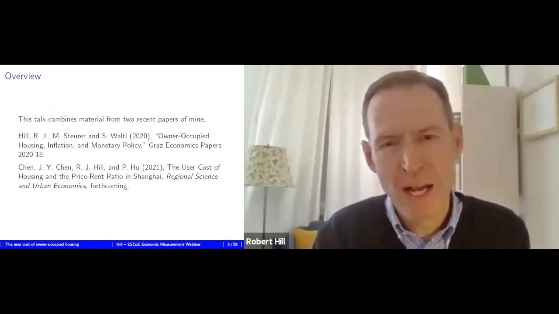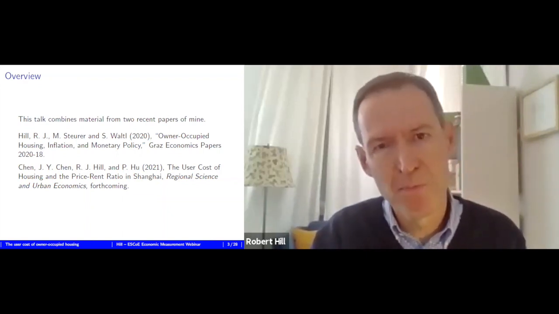The first one, which focuses on the first of these papers, Hill, Steuer, and Waltl, 2020, will be focusing on how you can use a user cost approach to include owner-occupied housing in measures of inflation, such as in the CPI. And the second paper is going to be looking at how you can use a user cost approach to determine the equilibrium price-rent ratio in the housing market. This is Chen, Hill, and Hu. I'll be looking at how you can use the user cost approach in these two contexts, but also problems that arise when you try and do this.